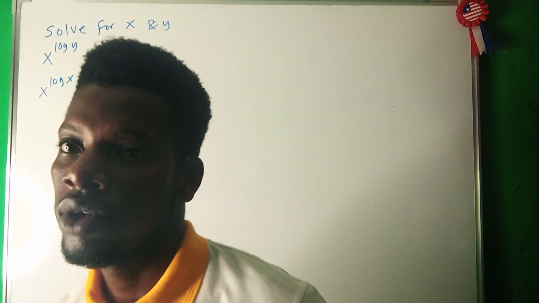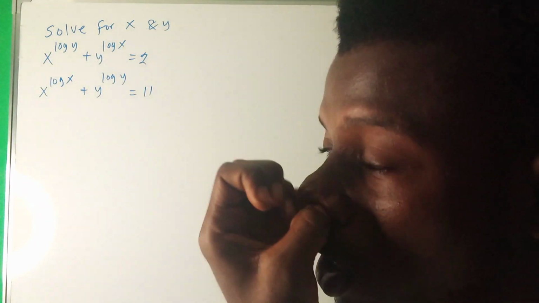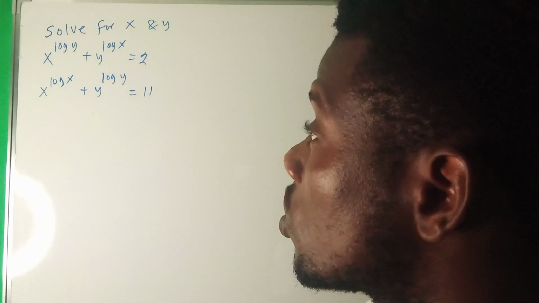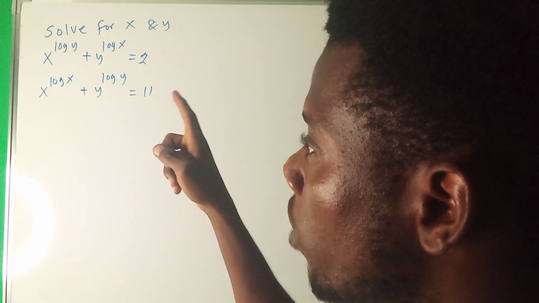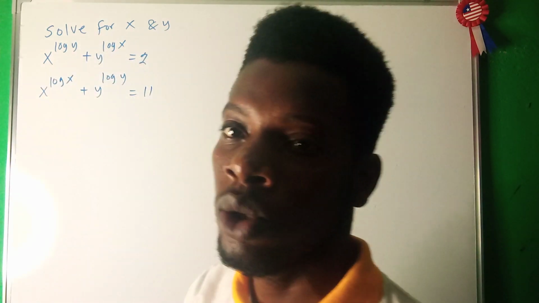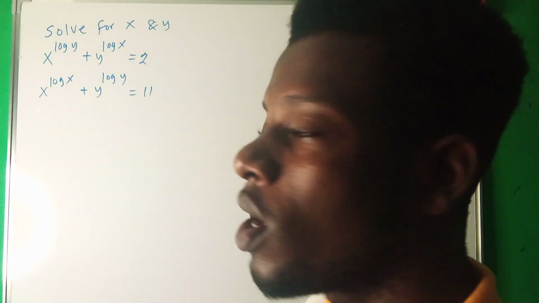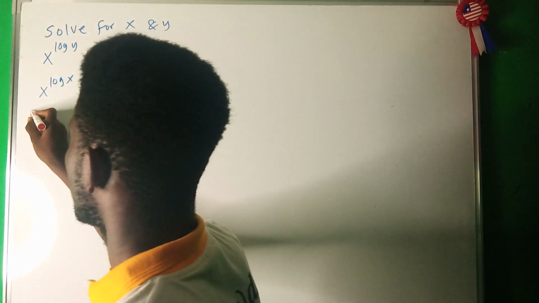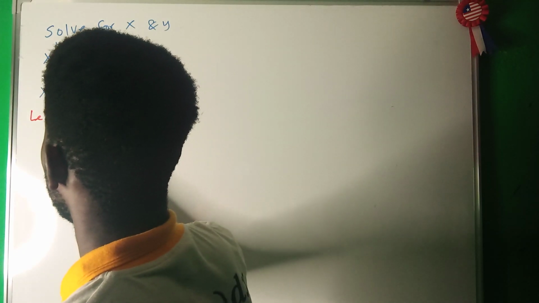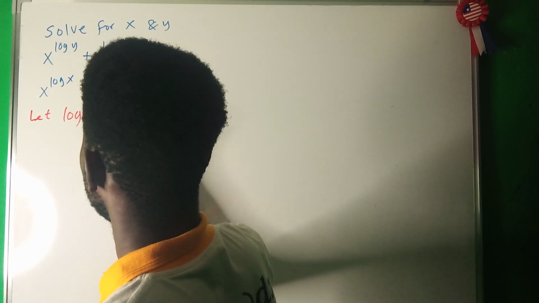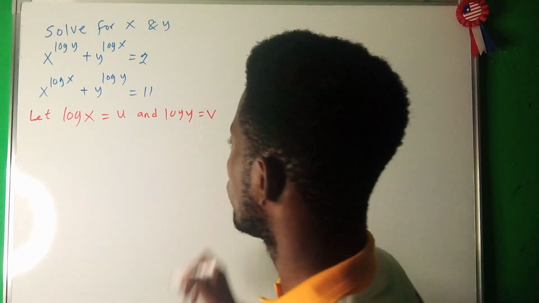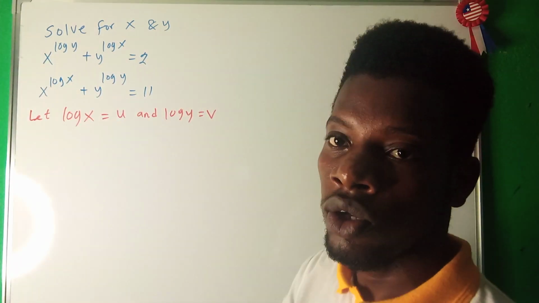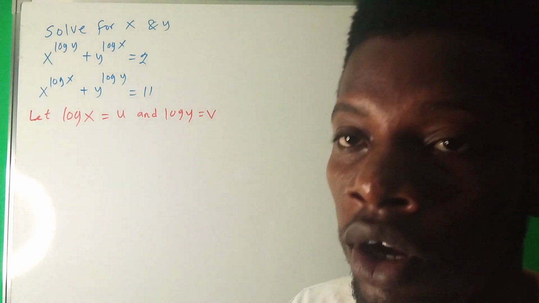All right. So we want to solve this problem using the substitution method. I have log x to this power and log y to this power, so I'm going to use two substitutions. Let log x equal some variable u and log y equal some variable v. So log x equals u and log y equals v.